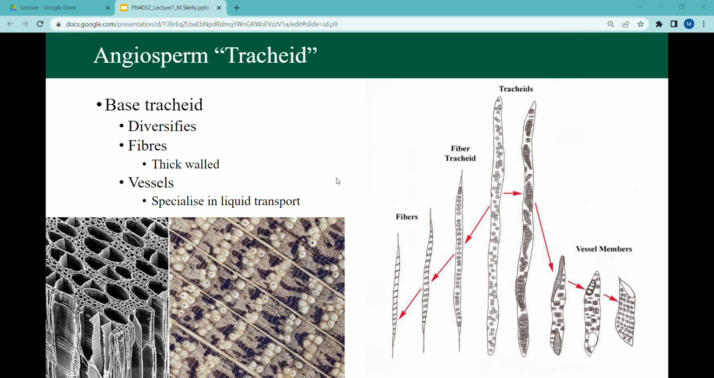So this is our basic structure of the tracheids. This is within the angiosperms, so it's the most basic tracheid, and it does diversify. It has fibers, so there's a thick cell wall that has a lot of fibers within it, giving the tree its support and its strength and its structure, the woody flesh of the tree itself.